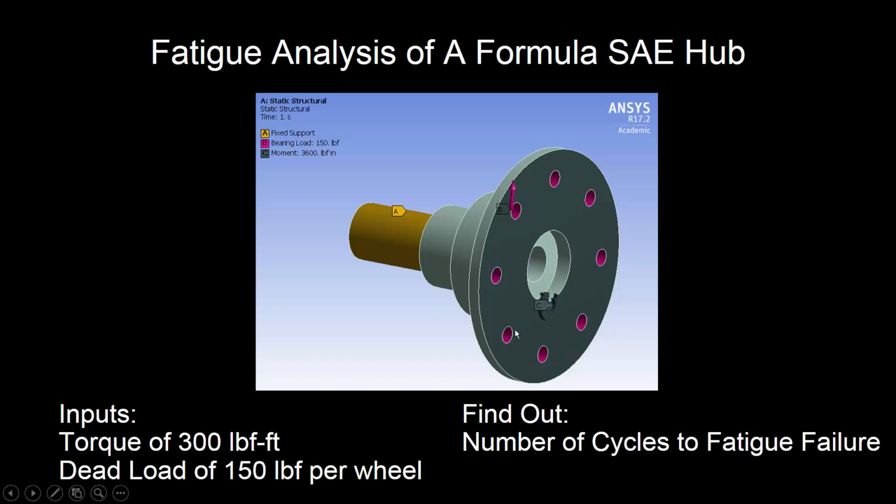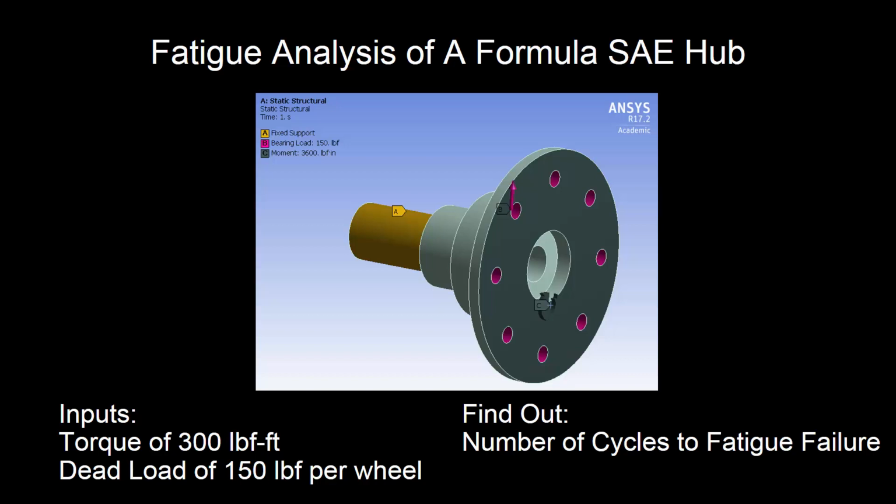For this study, we'll be constraining the bearing portion of the hub and applying 300 pound-feet of torque onto the face plate of the hub and also a dead load of 150 pounds shared between the various bolt holes on the hub. The objective of the study is to find out the number of cycles before the hub experiences fatigue failure. There are two types of fatigue analysis that can be performed.